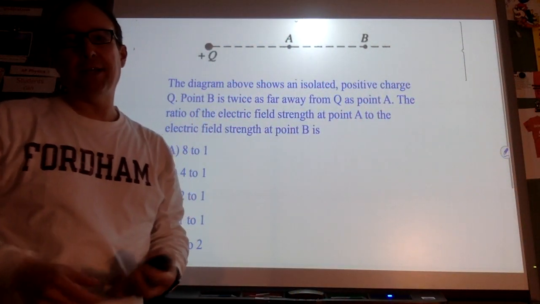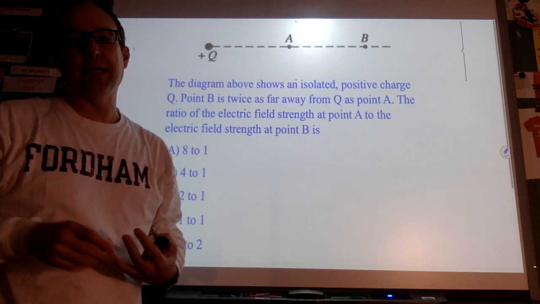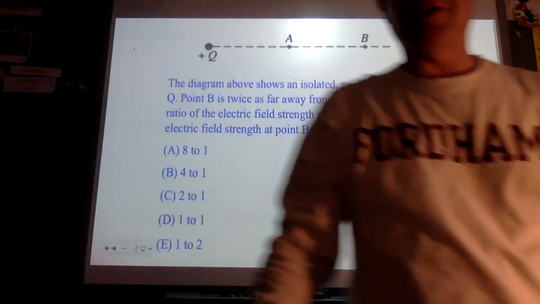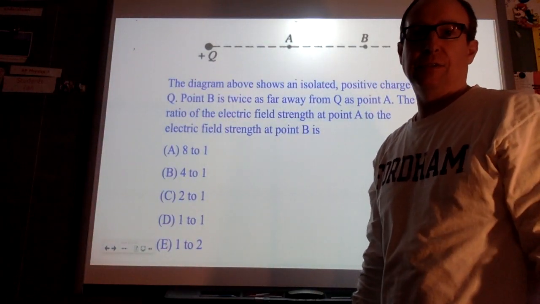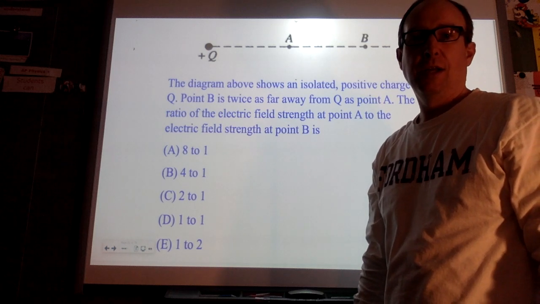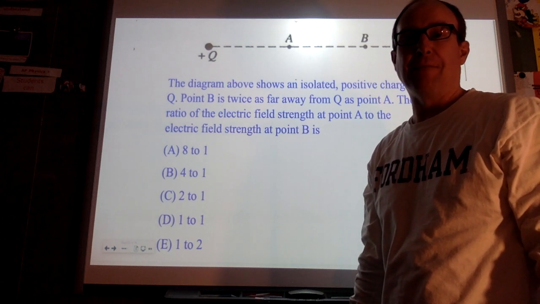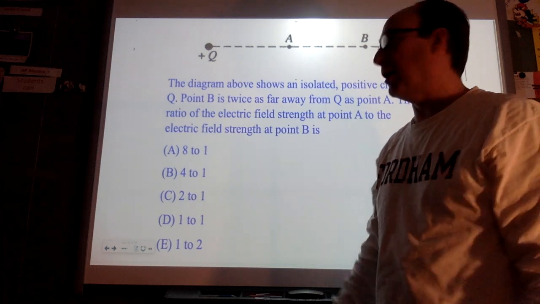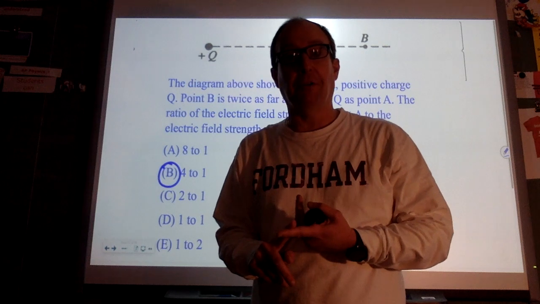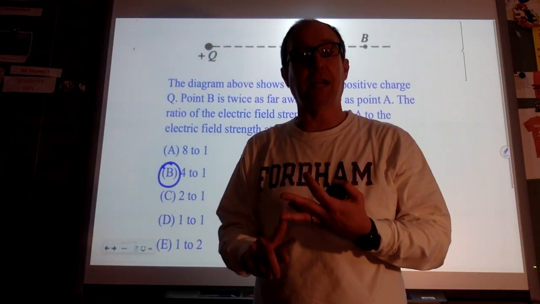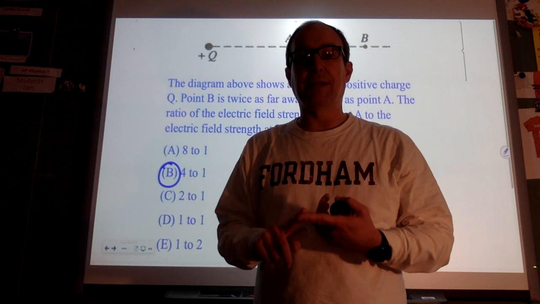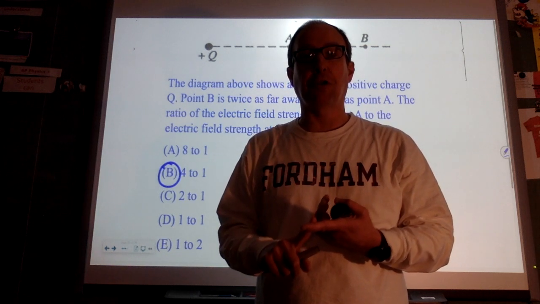Diagram above shows an isolated positive charge Q. Point B is twice as far from point Q as point A. The electric field strength at A to the electric field strength at B is. If you double the distance, the field is going to change by a factor of 4, right? Electric field, just like gravitational field, just like electric force, just like gravitational force, is inversely proportional to R squared.